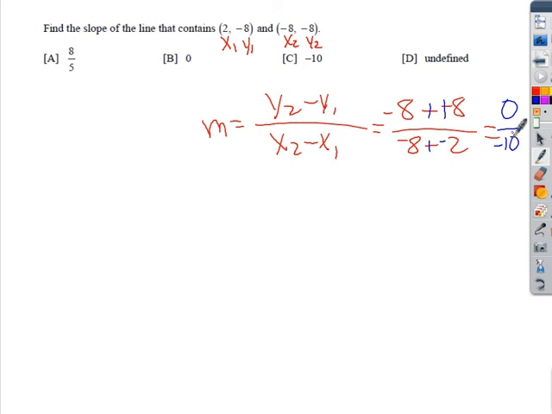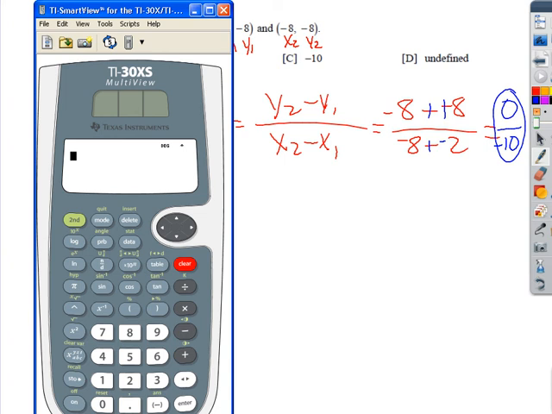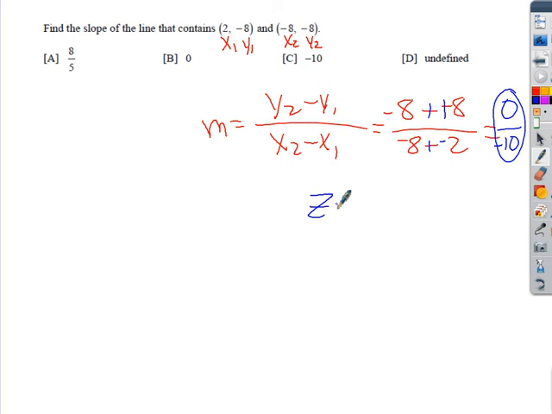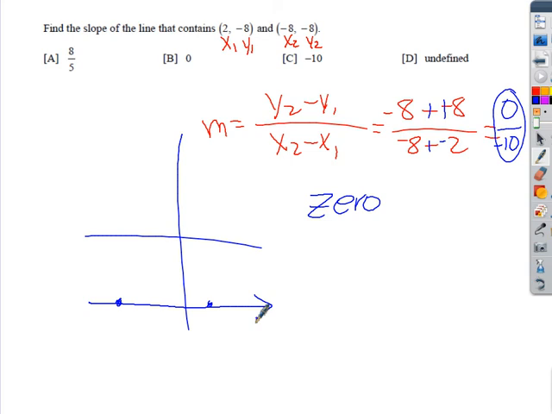Go to the calculator, got it this time, 0 divided by -10, hit enter, I've got 0 for that, so this is actually considered a slope of 0 and not undefined. If I were to graph these, I would find that 2, -8, and -8, -8 are basically forming a flat line, and a flat line has a slope of 0, not undefined. That's reserved for the vertical line. Have fun, we'll see you in the next one.